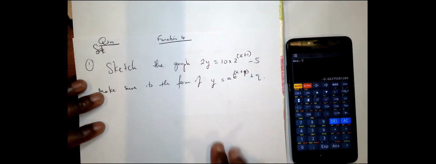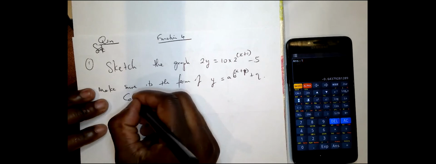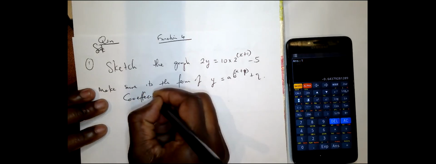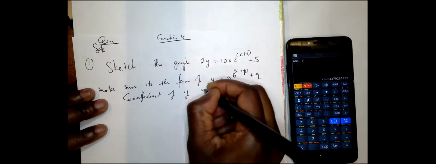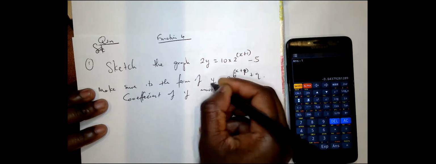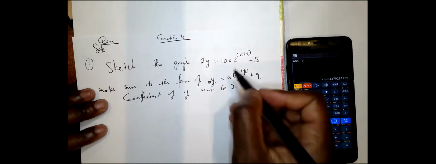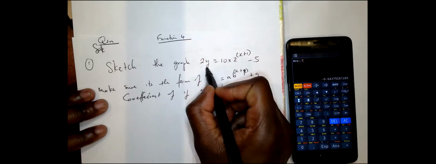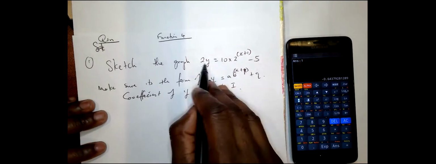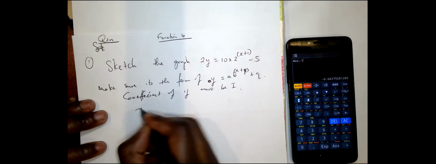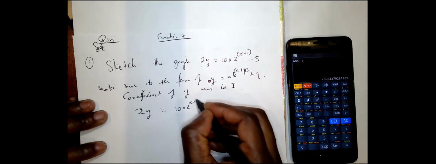Why are we saying that? We are saying the coefficient of y must be 1. So always check that the coefficient of y is 1. In this case here it is not 1. So what must you do first? Before you do anything, your first thing to do is to divide by 2 throughout. So it's going to be 2y equal to 10 times 2 to the power of x plus 1, minus 5. Now what do we have here? What do we divide by?